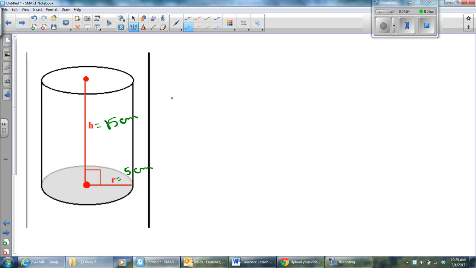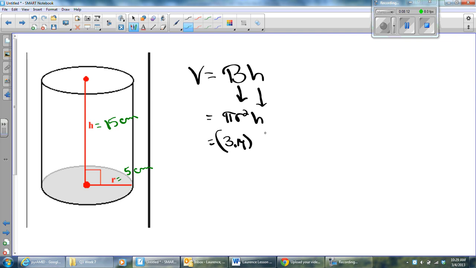Let's do a cylinder. Again, we're still going to use V equals capital B H, only this time capital B will be found by doing pi r squared. Okay, and then we're going to multiply by the height. So pi is approximately 3.14. R is 5, squared. And then we've got to multiply by 15. And that will get us our answer. So 3.14 times 25 times 15. We're wondering where 25 is coming from. It's the 5 squared.